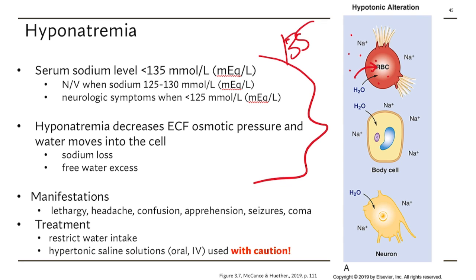Hyponatremia is often caused by an increase in fluid. We have too much fluid. It's watering down the sodium. And remember that changes the osmotic gradient. Water is moving towards where we have more sodium.